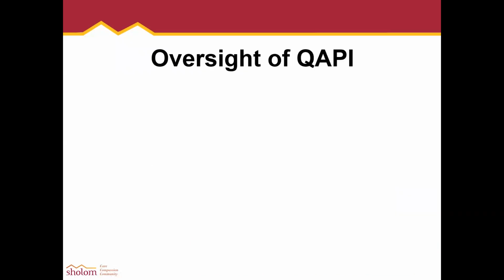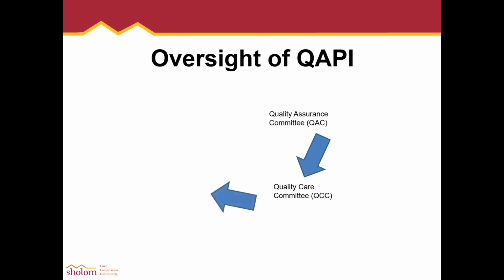The oversight of QAPI. QAPI is a continuous program that has oversight among multiple entities. Individual stakeholders are identified to lead or otherwise manage the project, who then report updates to the Quality Assurance Committee, or QAC. The QAC then reports updates to the Quality Care Committee, or QCC, who can then recommend changes or project deviations as needed. The QCC then updates the Board of Directors along with the Senior Executive Team, or SET, who can then provide direction to the QAC and individual stakeholders for next steps.